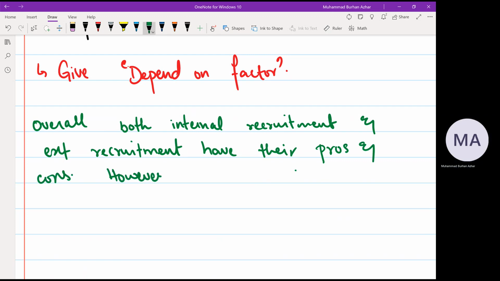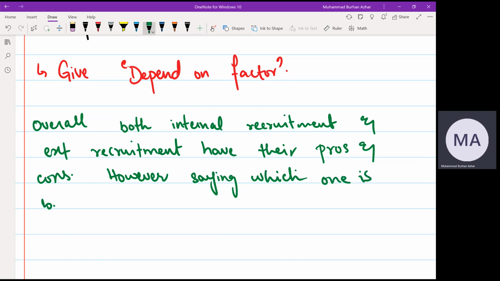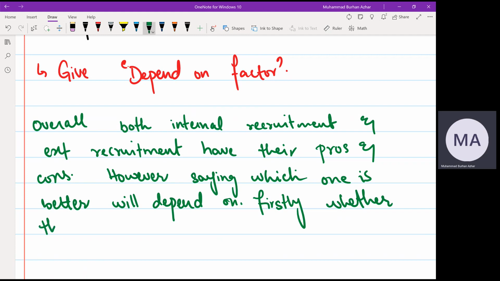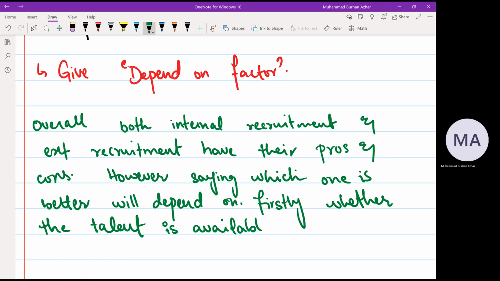However, saying which one is better will depend on, firstly, whether the talent या vacancy is available in-house.